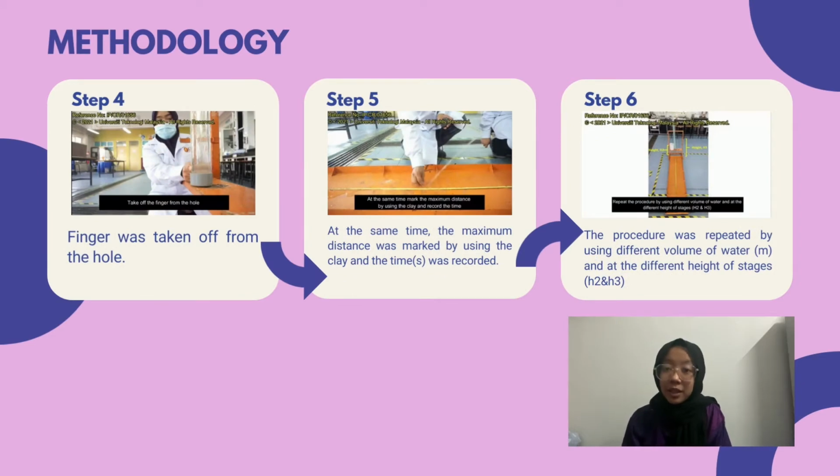Next, the hole at the cylinder tank was covered. Then the maximum distance was marked by using the clay and the time was recorded. And the last one, the procedure was repeated by using different volumes of water and at different heights of stage, which are H2 and H3.